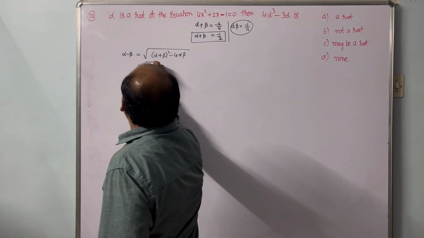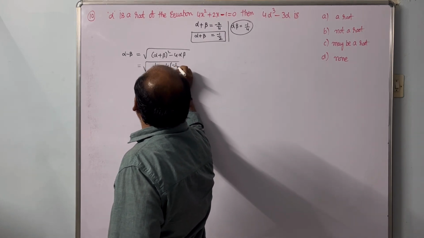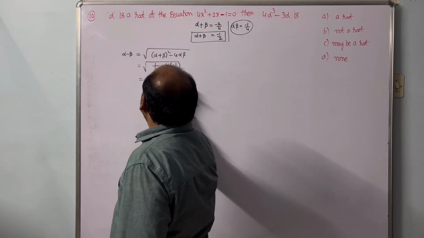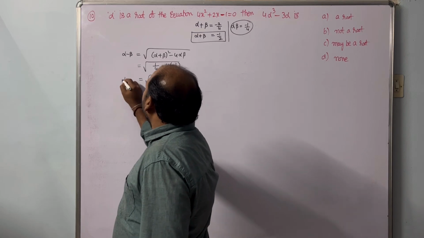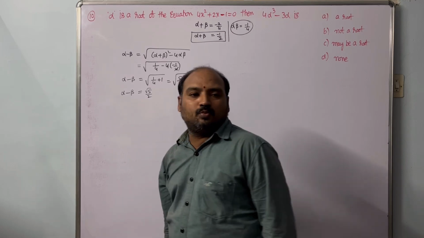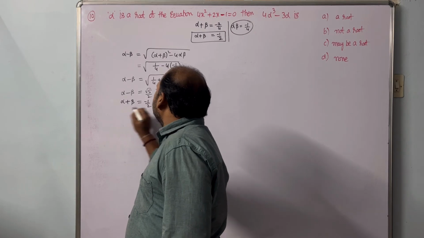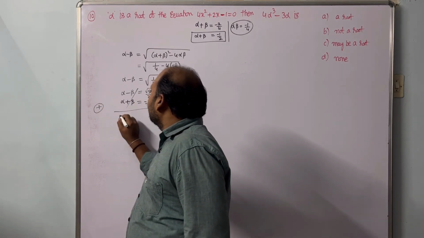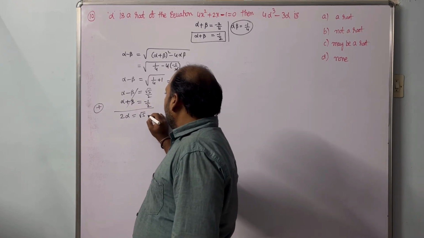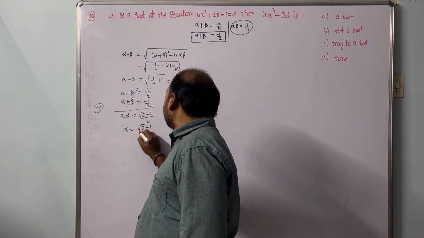Now, substitute in this: root over alpha plus beta whole square, minus 1 by 2 whole square, is 1 by 4, minus 4 into minus 1 by 4. So the 4 gets cancelled. Root over 1 by 4 plus 1, which is equal to root over 5 by 4. So alpha minus beta is equal to root 5 divided by 2. Alpha plus beta value is there with us, minus 1 by 2. If you add these two, alpha value will come: root 5 minus 1 by 2. So alpha equals root 5 minus 1 by 4.